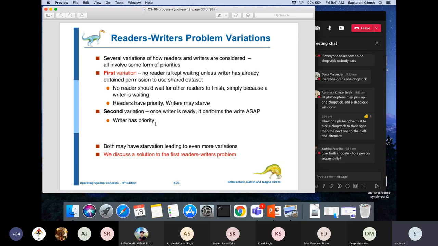Okay. Now again, don't start thinking which is correct. There is nothing correct or wrong here. It completely depends on your application. If your application demands that writers have priority, then you go for the second variation. If your application demands that readers should have priority, then you go for the first variation. So it completely depends on what your application needs.